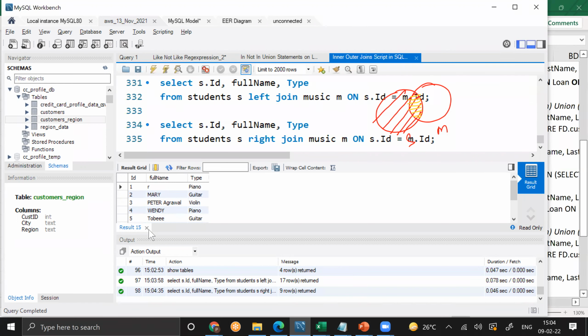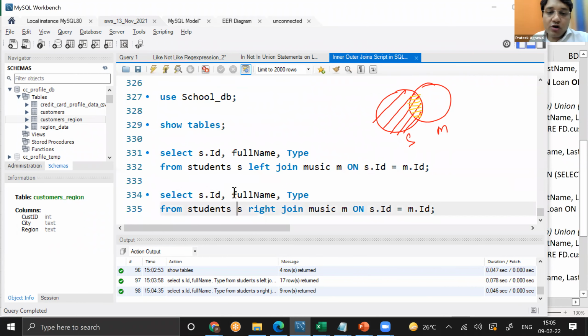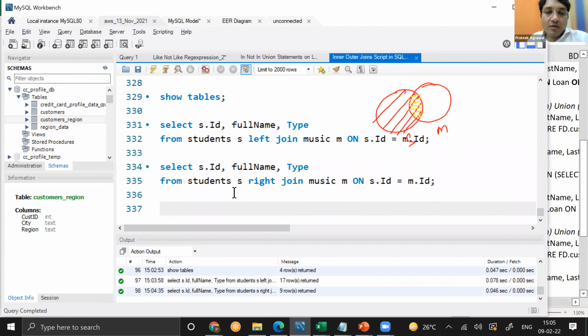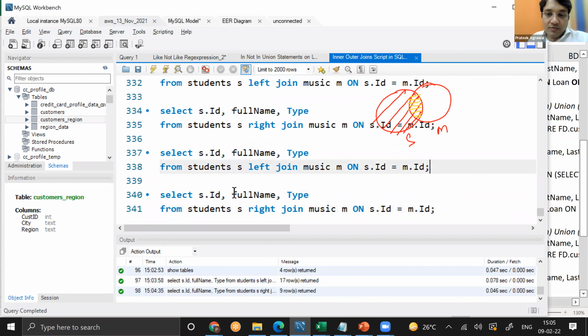And you are talking about the inner join, right join, left join. Then there is also the full join. So just take these two queries and do a union between them.